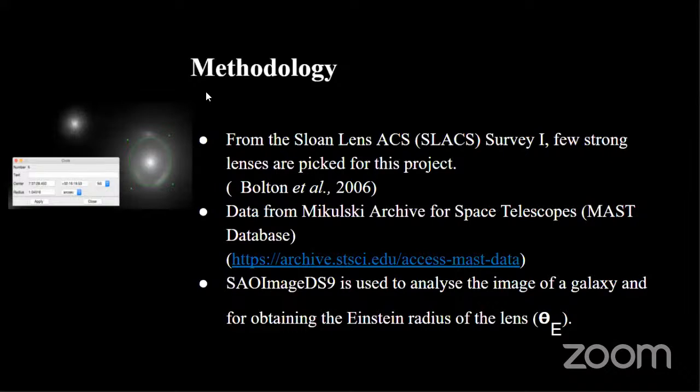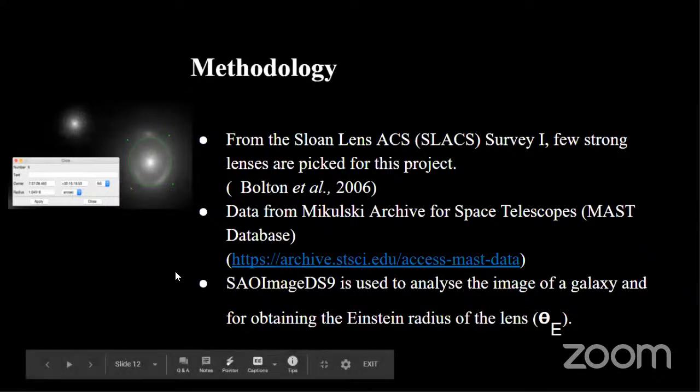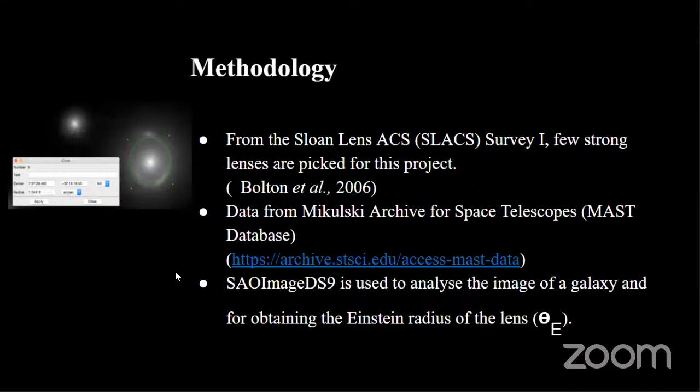Now I'll talk about the methodology. There have been quite a lot of surveys, and these galaxies were selected from the Sloan Lens ACS survey 1, and all these are strong lenses taken from this paper. The data for these galaxies are taken from the Mikulski Archive for Space Telescope, or the MAST database. To calculate the total mass, first of all, we need the Einstein radius to put it in a certain formula and get the total mass.